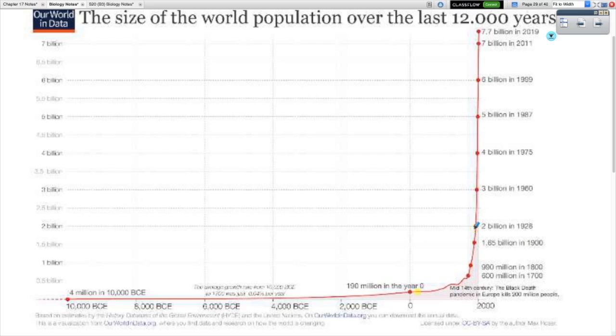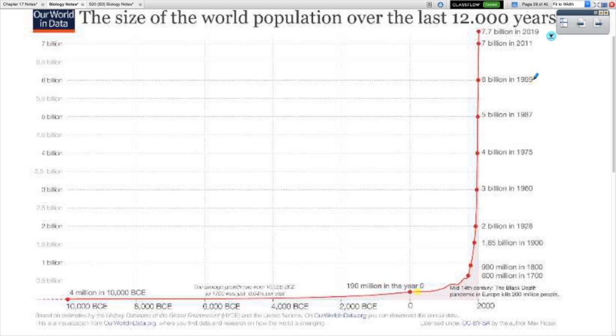2 billion people in 1928. 3 billion in 1960. We're getting into the years now where some of your parents or maybe grandparents were being born. Okay. 4 billion in 1975. So the population has doubled since 1975, which is only like 40 years ago, right? And the population of the Earth has doubled. It took a couple 100,000 years to hit 4 billion, and then it took only 40 years to double that. Isn't that mind-blowing? Right? 5 billion in 1987, 6 billion in 1999.